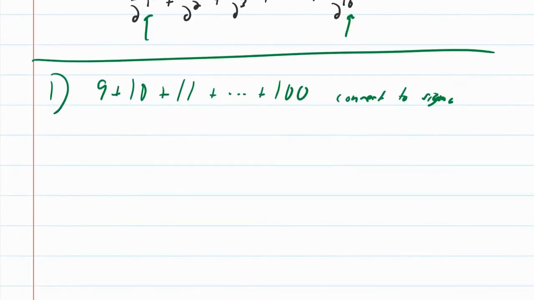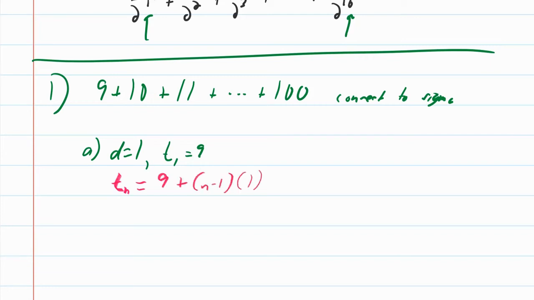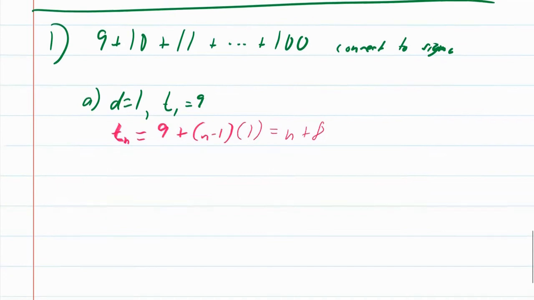So first things first, what type of sequence is it? And let's get the formula down. This is an arithmetic sequence with a common difference of 1 and a t of 1 of 9. So the formula we've studied for an arithmetic sequence is t of n equals t of 1 plus n minus 1 times the common difference. And we want to simplify that formula. So this is going to be n plus 8.